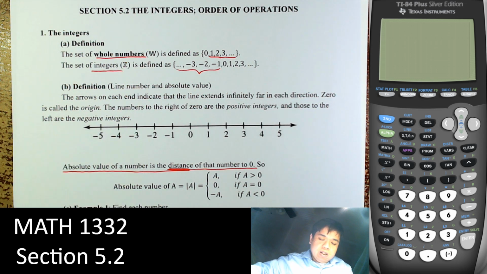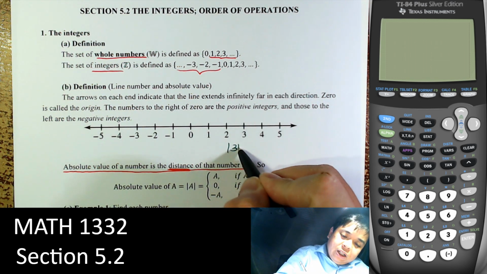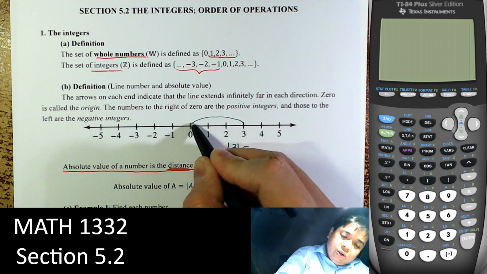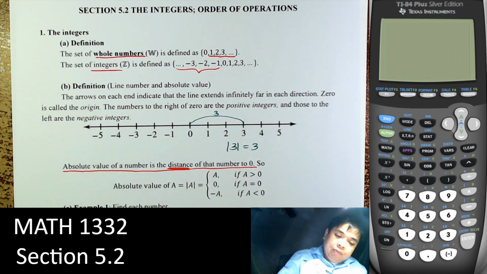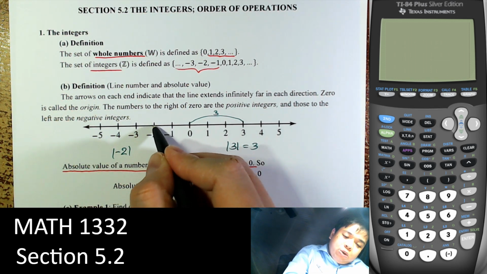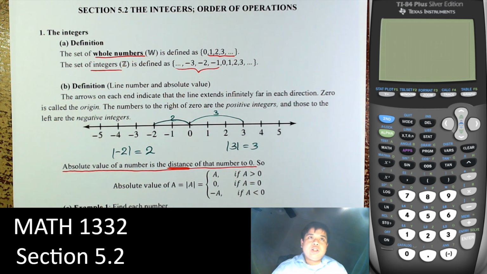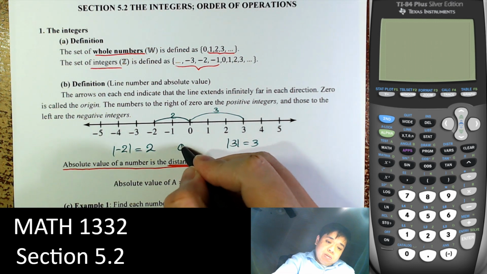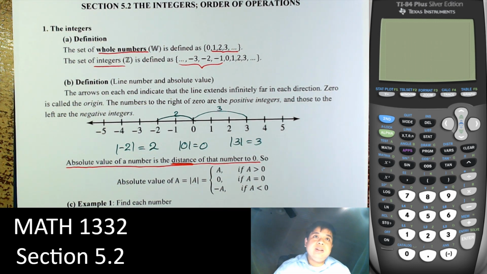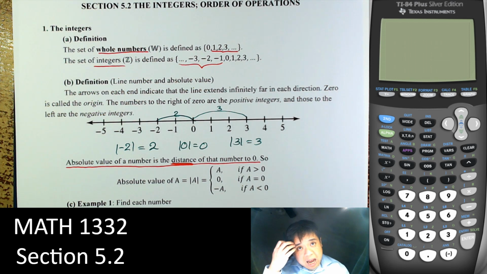For example, let's look at this graph. The absolute value of 3: the distance from 3 to 0 is 3 units, so that's 3. And what is the absolute value of negative 2? Negative 2 to 0, the distance is 2 units, so that's 2. Of course, the absolute value of 0 is 0, the distance from 0 to itself. So you see, the distance cannot be negative, therefore absolute values cannot be negative.